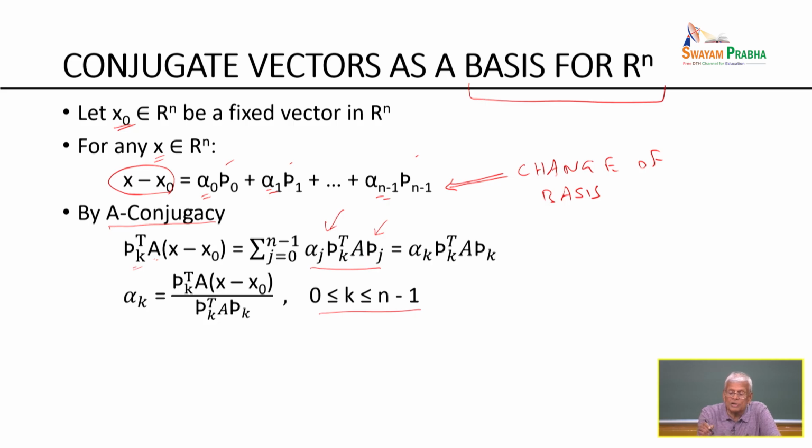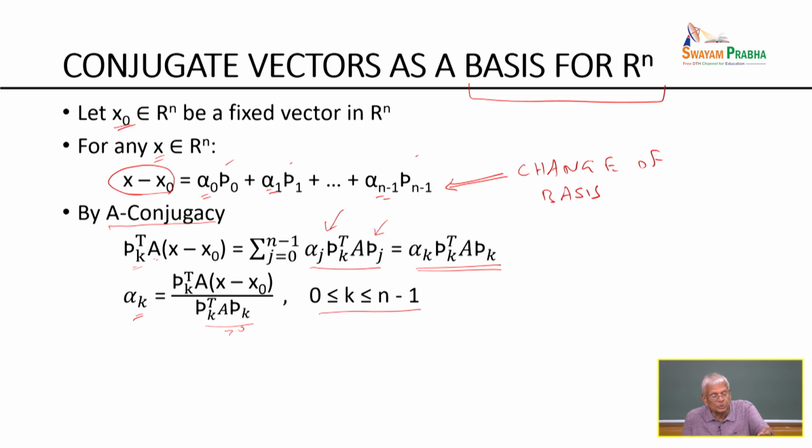By the condition of conjugacy, pk transpose A pj is 0 when j is not equal to k. It is non-zero only when j is equal to k. Please remember, k is fixed, j is varying. Therefore every quantity other than alpha k is 0, and this is equal to alpha k times pk transpose A pk. So now I can find alpha k. Alpha k is expressed as pk transpose A times x minus x naught divided by pk transpose A pk. Pk transpose A pk is strictly greater than 0 because A is SPD.